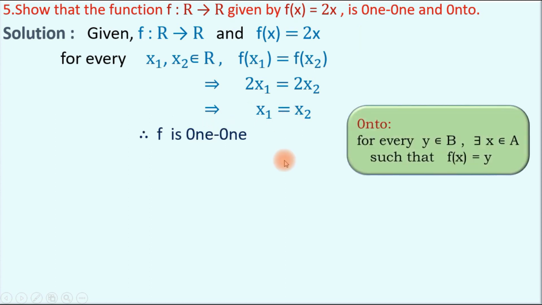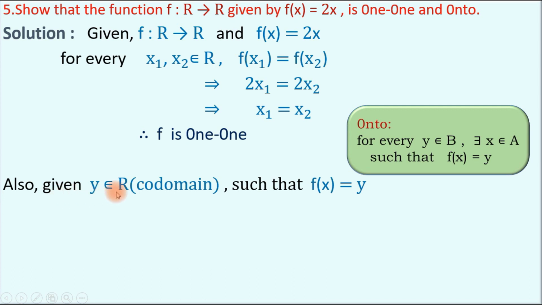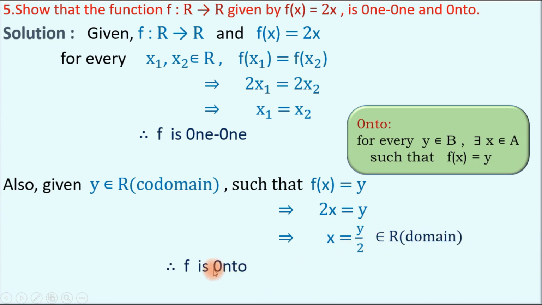For onto function, given y belongs to codomain such that f of x equals y, given f of x equals 2x, so this implies 2x equals y. That becomes x equals y by 2. Y is a real number, y by 2 is also a real number. Hence, x belongs to real number domain. That means f is onto function.